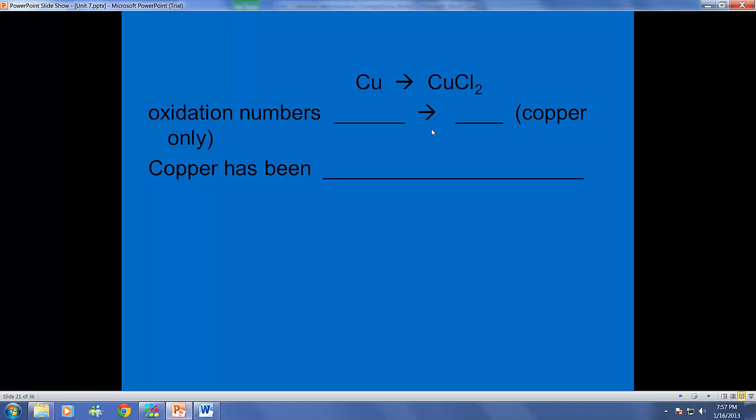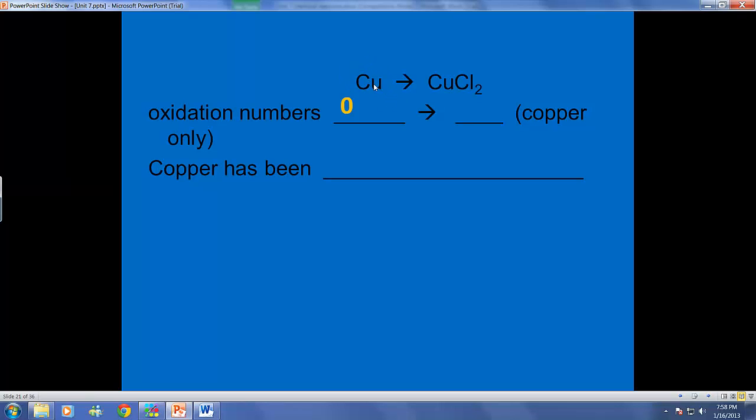What's going on with the chlorine? Okay, we're not worrying about the chlorine at this point, and it's okay to ignore some of the things that are actually happening part of the time. So I'm just looking purely at the copper right now. So look over here on the right hand side.